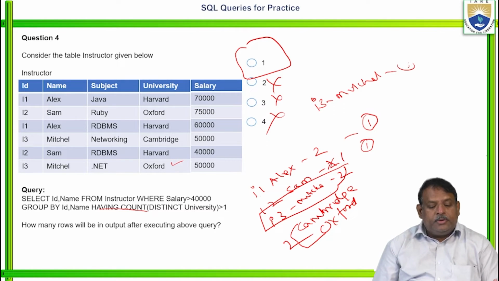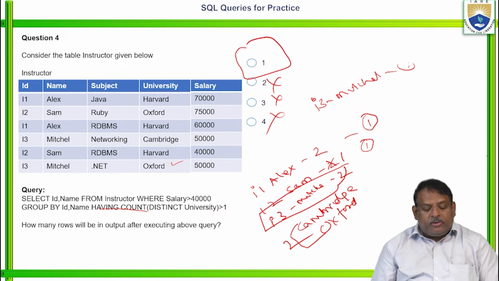Once again, see the question. The instructor table is given. 6 records are there. Now we are asked to group by. Here we are doing a group by 2 columns, ID and name. So out of the 6 records, I1 Alex has 2 records. Then I2 Sam has 2 records. I3 Mitchell has 2 records. Next we have to apply the where condition: salary is more than 40,000. So Sam, out of 2 records, 1 record will be eliminated. So we have 2 records of Alex, 1 record of Sam, and 2 records of Mitchell.